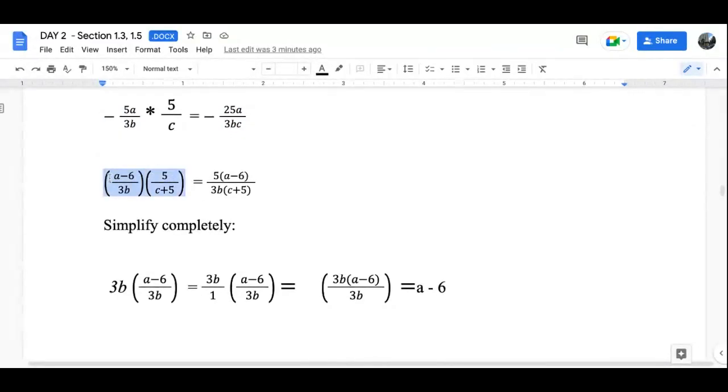Let's see these two. We just do numerator times numerator, right? Because this has two terms, a minus 6, when we do that, we need to put a parenthesis around a minus 6 to indicate that this is a group. Then 3b times c plus 5 needs a parenthesis. We want to show c plus 5 is a group.